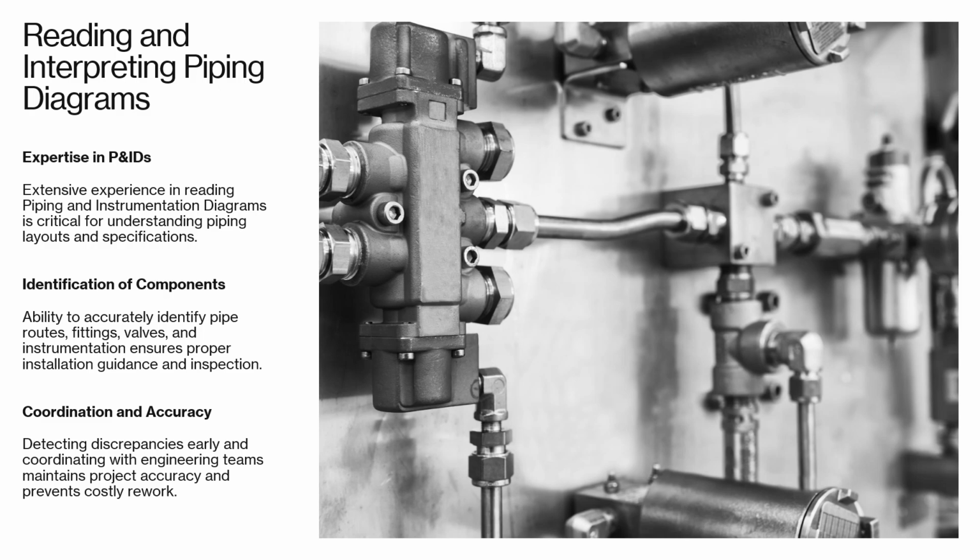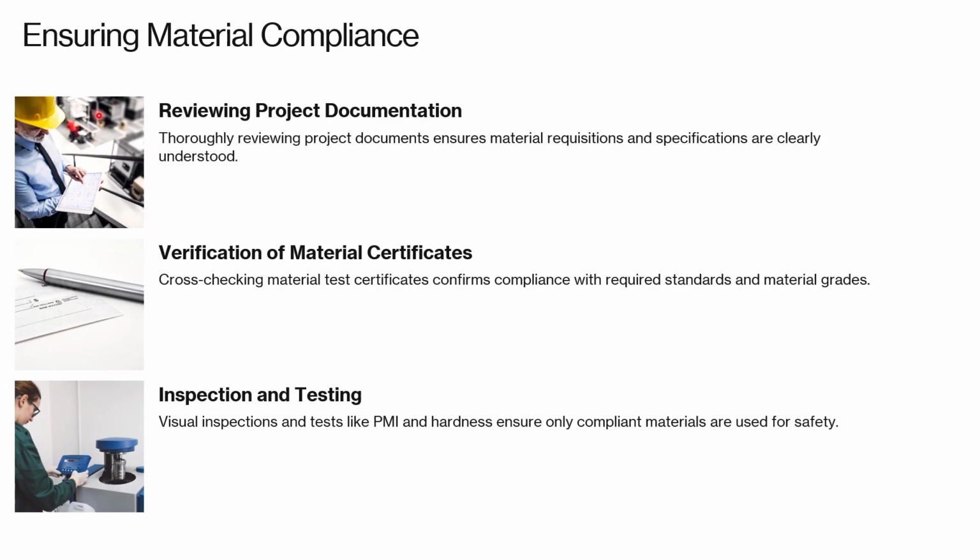So moving on to the next slide, friends. The next question is, how do you ensure material compliance? So friends, there are different types of piping materials used in projects. To ensure piping materials meet the project specifications, what do you have to do? You have to begin by thoroughly reviewing the project documentation. Why project documentation? Because it already specifies the material requisitions and specifications required for this project. After that, verification of material certificates.